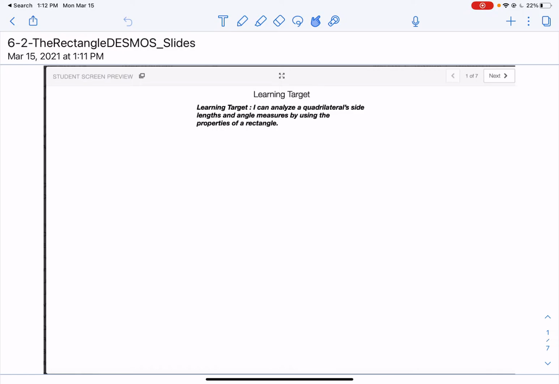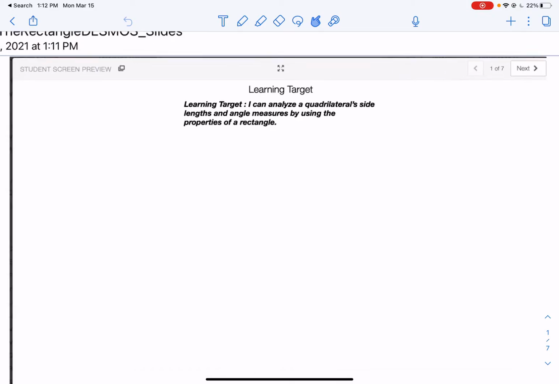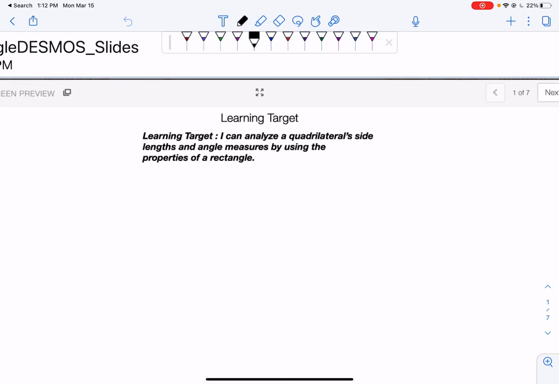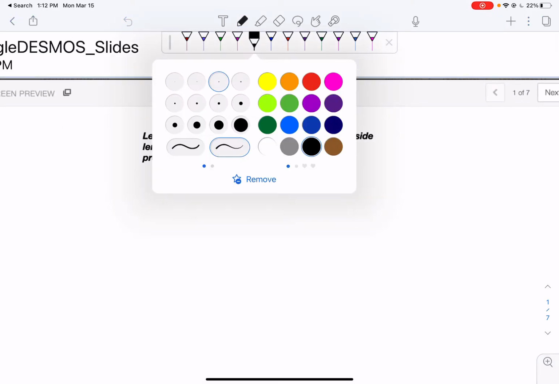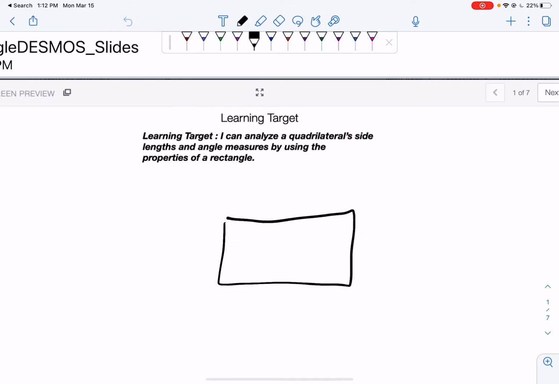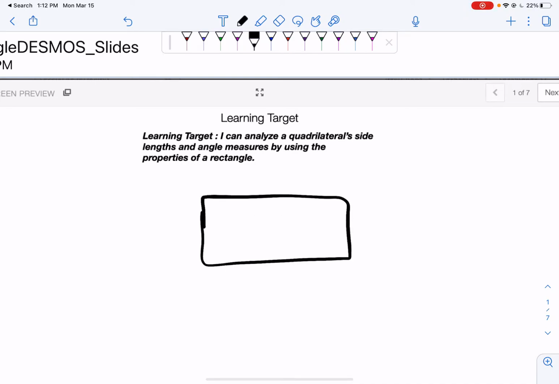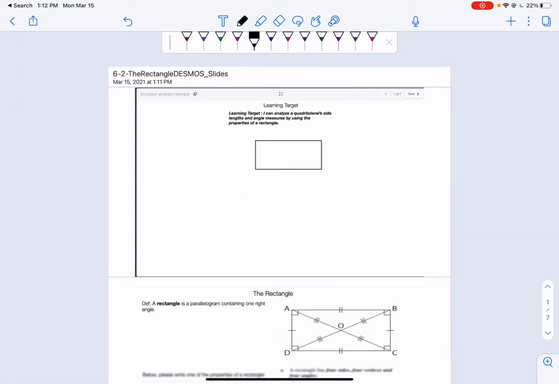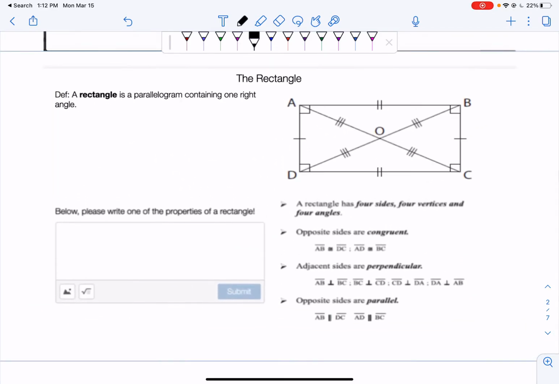Today's learning target is: I can analyze a quadrilateral's side lengths and angle measures by using the properties of a rectangle. So what we're going to be doing today is looking at this image quite often, which is a rectangle. Let me draw it again. We're going to be looking at the intricacies of this shape. Now let's go on to slide 2 of our DESMOS.